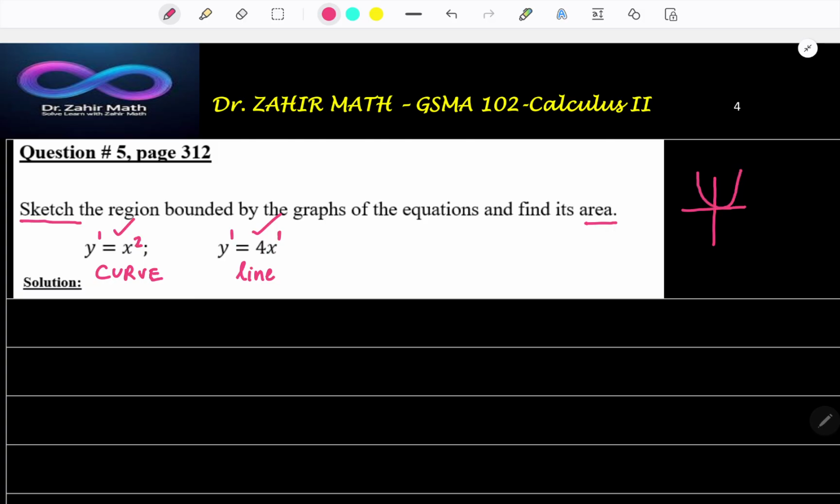Right. And y equals 4x is something like y equals x. So this is a line going like this. So the structure will be like this. So this is the place you are going to get the area. So this is the visual of your picture.